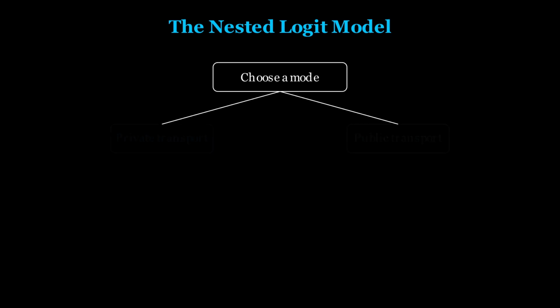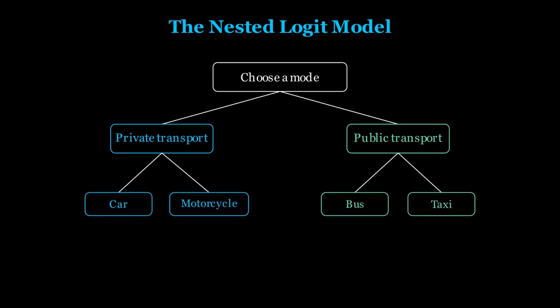The nested Logit model addresses the problem of independence of irrelevant alternatives by grouping the alternatives into nests, which reflects a multi-stage decision-making process. Continuing our transportation example, the nested Logit model might group the alternatives into two nests: private transport, containing car and motorcycle, and public transport, containing bus and taxi. The decision then happens in two stages. First, the individual chooses a nest, and then they choose an option within that nest.